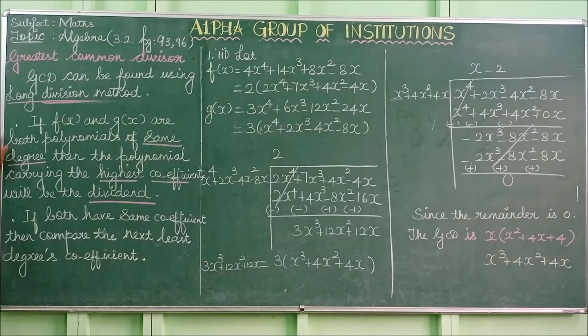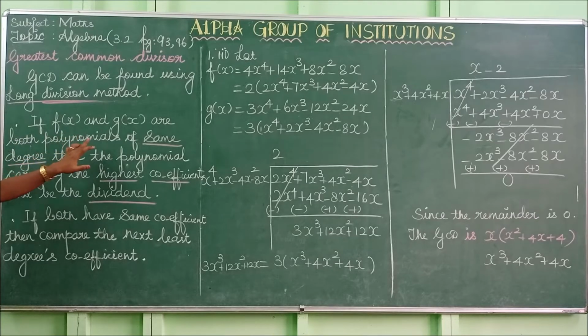What do you mean by greatest common divisor? It is the short form of GCD. GCD can be found using the long division method. In your previous classes, you have learned GCD using the factorization method. Also in the second chapter, numbers and sequence, we have discussed the Euclidean algorithm method. Here we are using only the long division method. So listen, how we can solve this in the long division method.